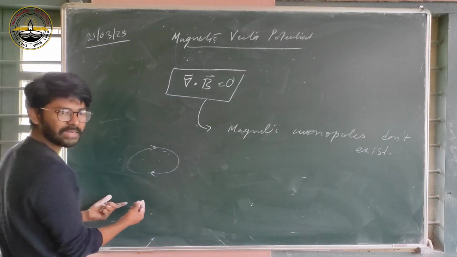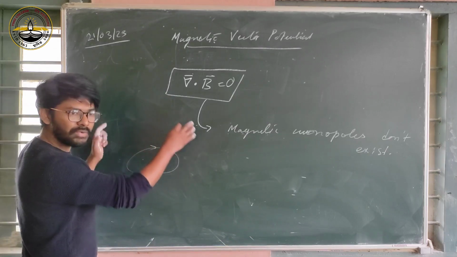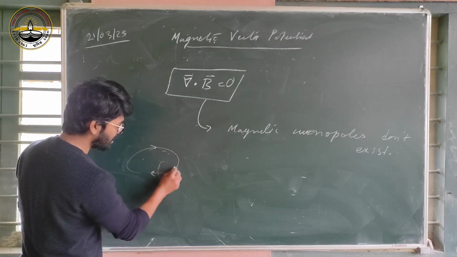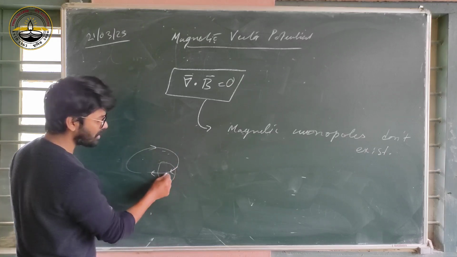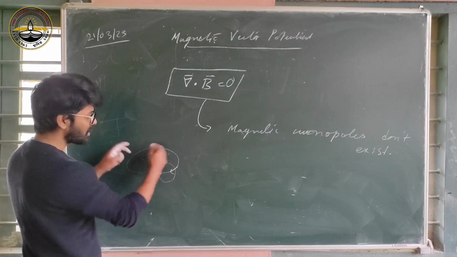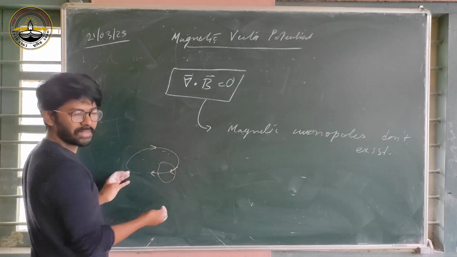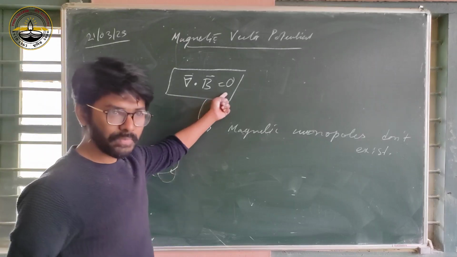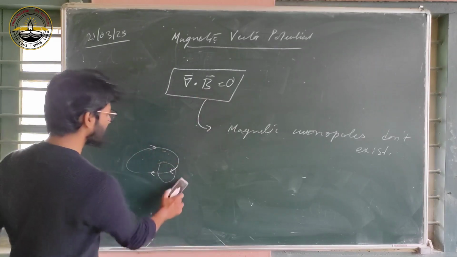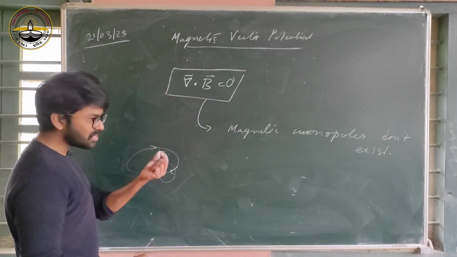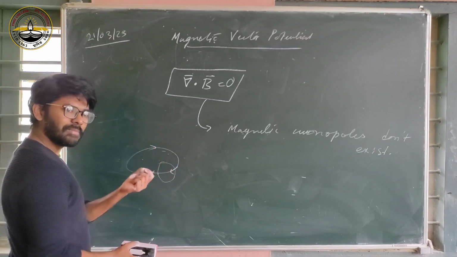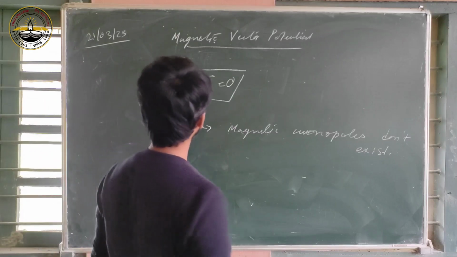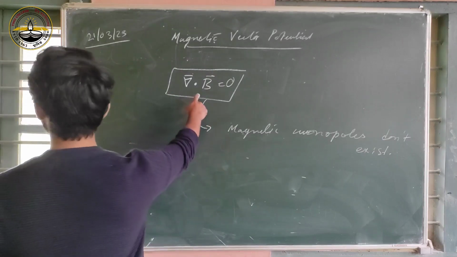And because of that, it doesn't matter where you take your surface. You take it here, then equal amount is entering, equal is coming out. You take a bigger one, then of course the same. So that's why del dot B is 0. The divergence of magnetic field is 0. And this tells us that there is no monopole. There is no single pole. Okay? This is important. Because B is rotational.